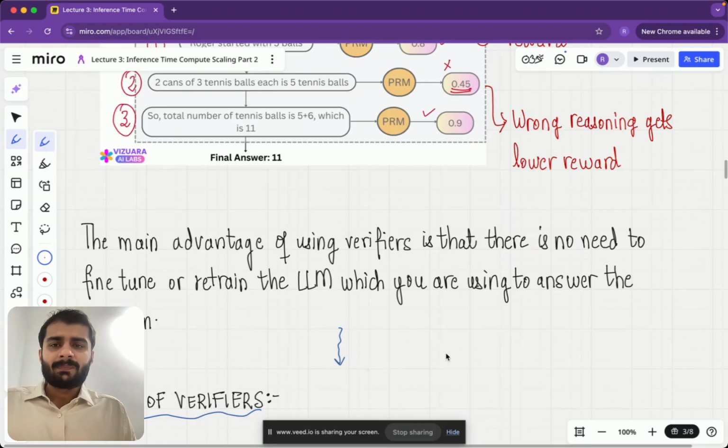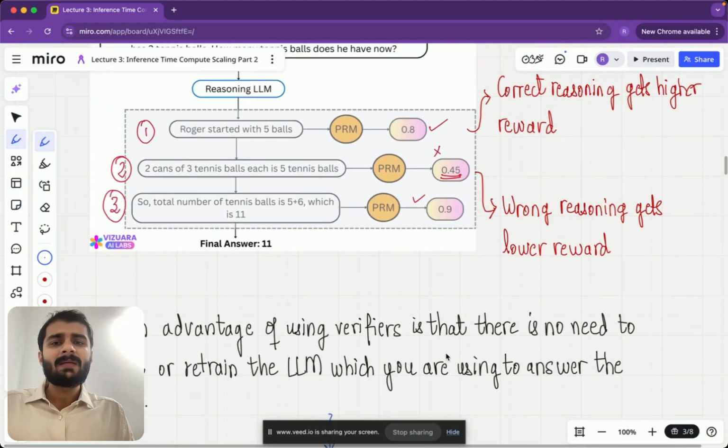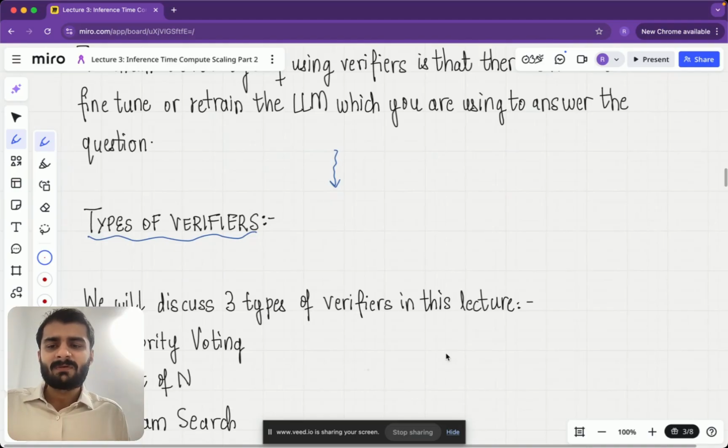Okay, so now let's move ahead and we will look at the different types of verifiers. Broadly speaking, we will look at three different types of verifiers. We'll look at majority voting as the first type of verifier. Then we will look at best of n. And then finally, we will look at beam search. All of these are very intuitive and simple to understand, but we are going to have a look at these three types in detail so that you understand the intuition behind them.